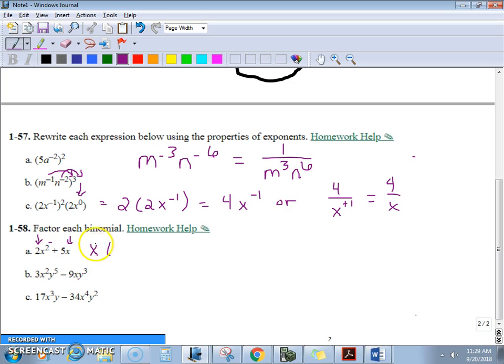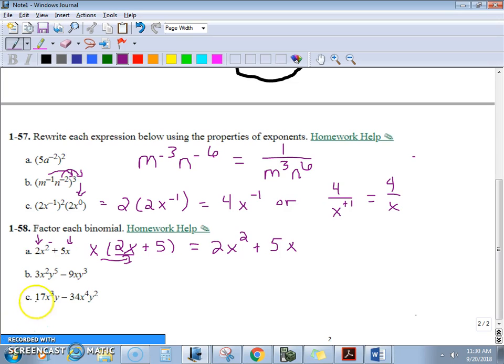Parenthesis. So what we're looking for, you guys, is x times what is going to give us 2x squared back. And that's just going to be 2x. Plus, now we're looking at x times what will give us 5x. That's just going to be 5. You can always check yourself by distributing it back. If we distributed this, we get x times 2x, which is 2x squared, plus x times 5 is 5x. As you can see, we got the same thing back, so we know we are correct.